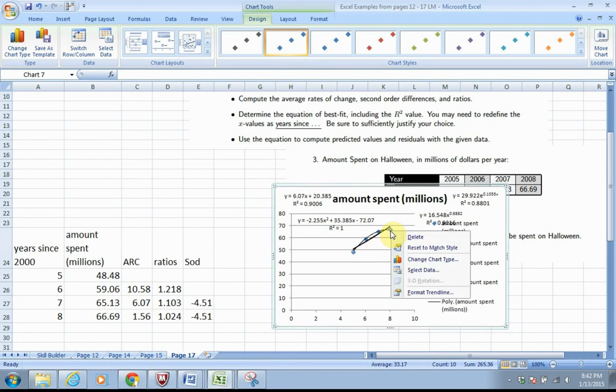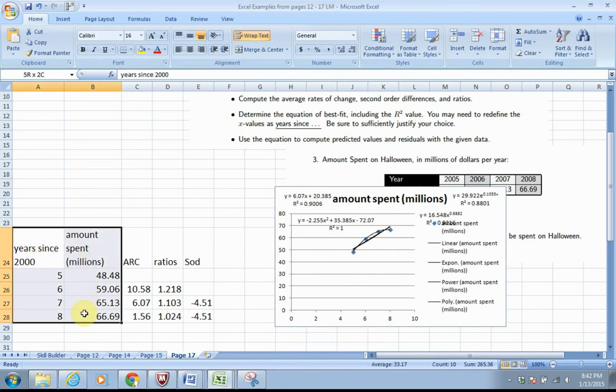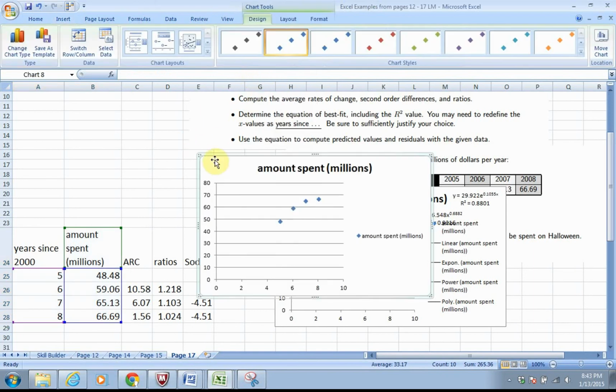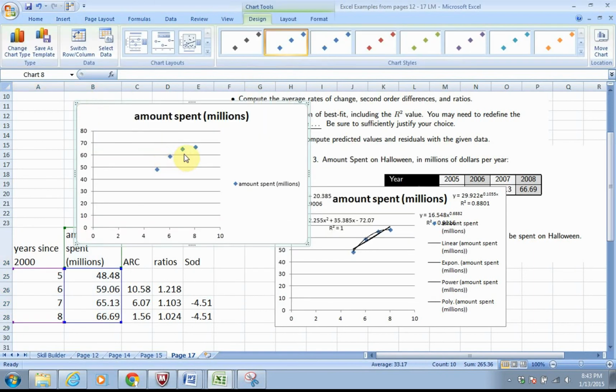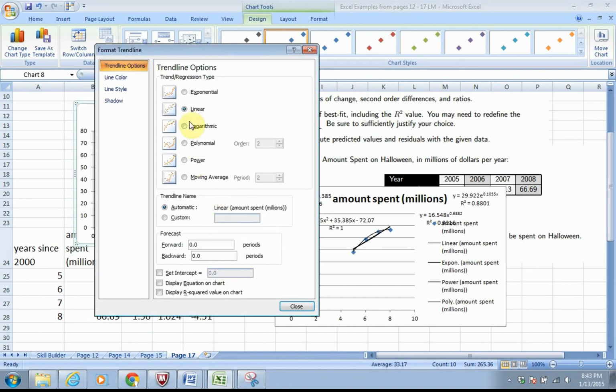I'm going to click one more, and let's see if I can, actually I may need to insert another scatter plot. I may have too many things going on in that one. And let's look at one more trend line. How about this time we look at a logarithmic? Let's see what that one looks like.